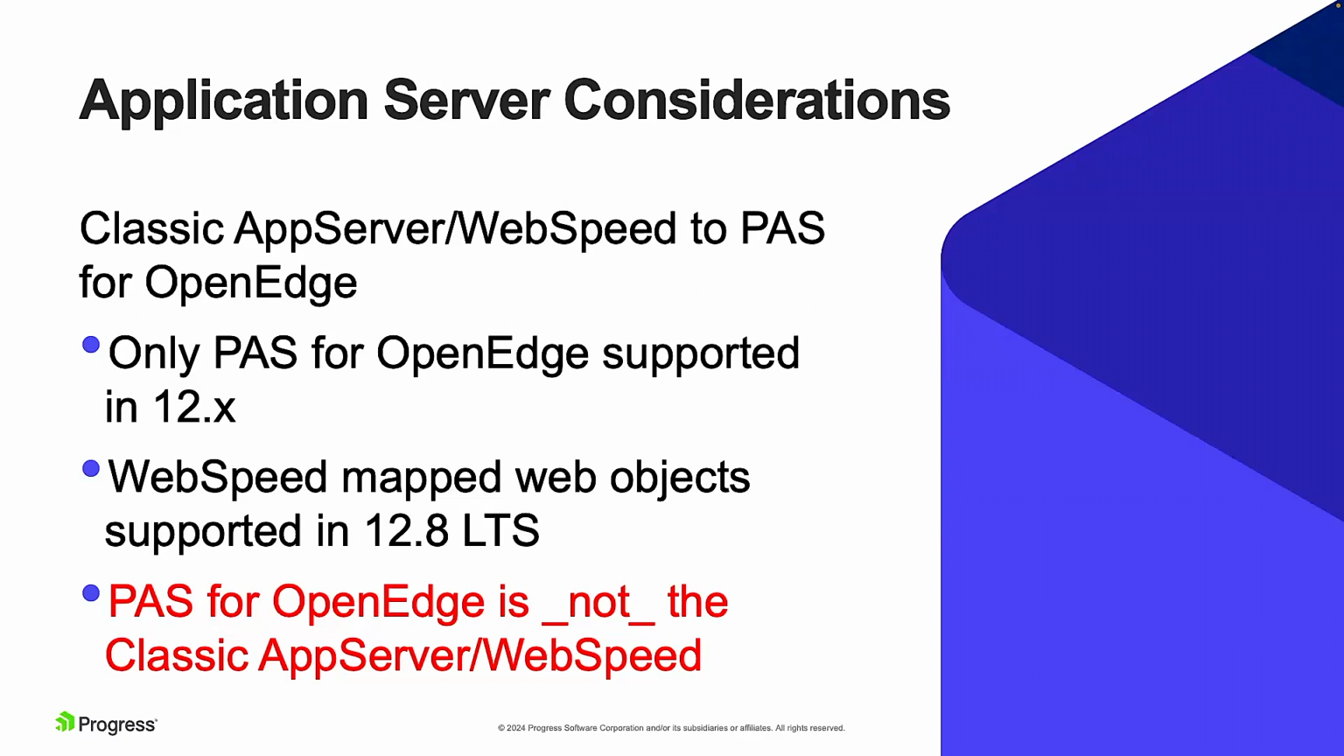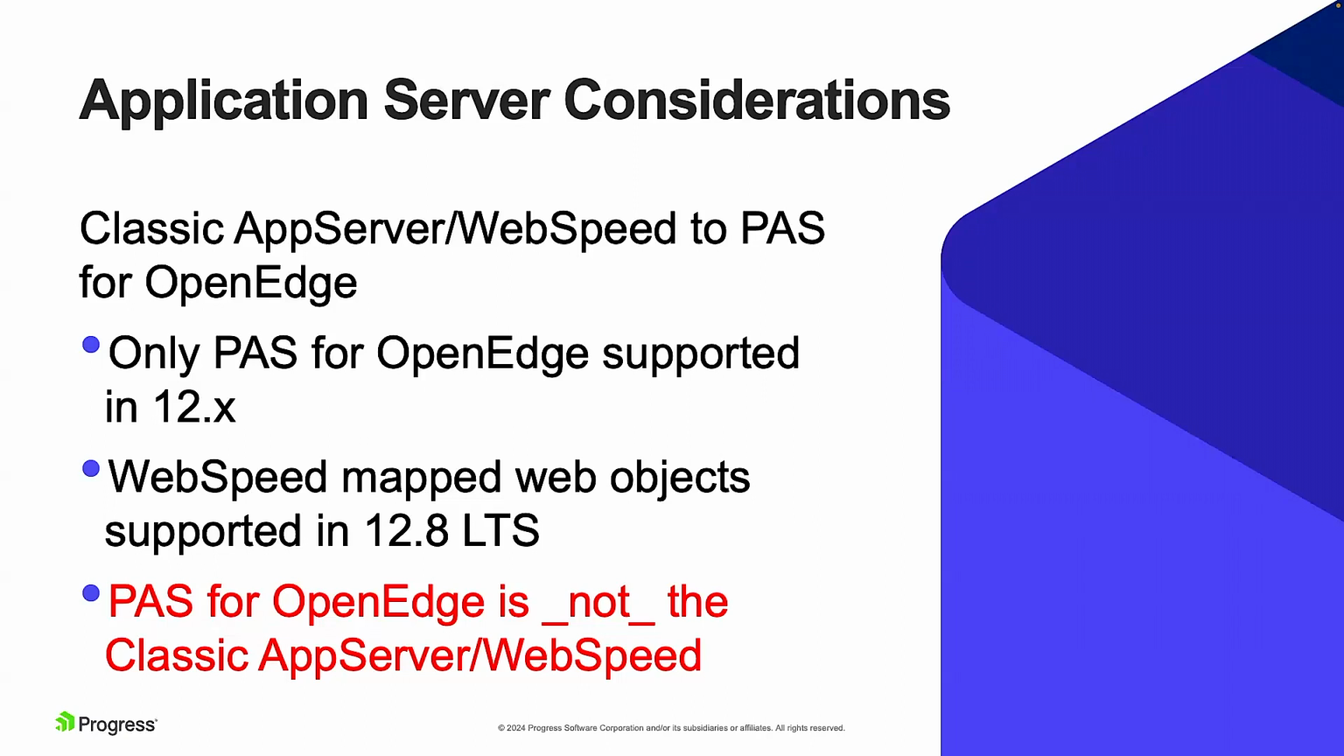Also, if your migration is an upgrade to version 12, you have to consider the fact that the classic app server that's available on previous versions of OpenEdge is not available on 12. So you're going to be implementing a new app server platform, PAS. I'm sure everybody's heard of it. It's been around now for close to 10 years. But PAS is not the classic app server, it's completely different. It's rooted in Tomcat, and as such, there are many more configuration files that need to be looked at and can be tuned for your application.